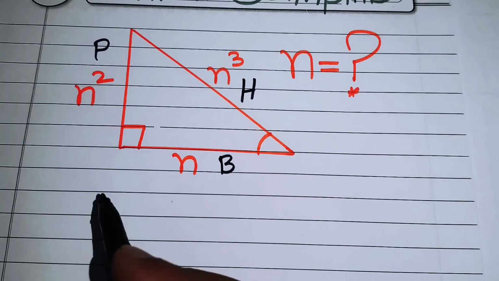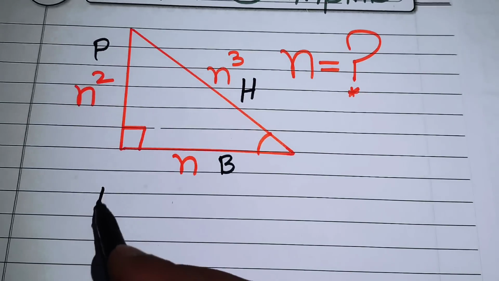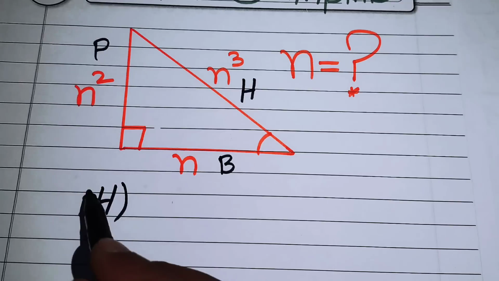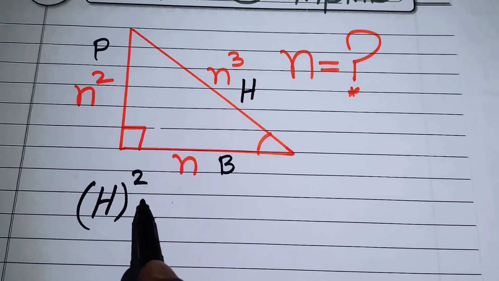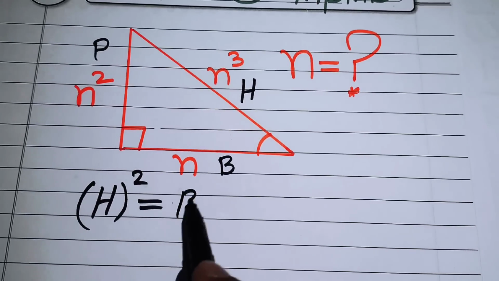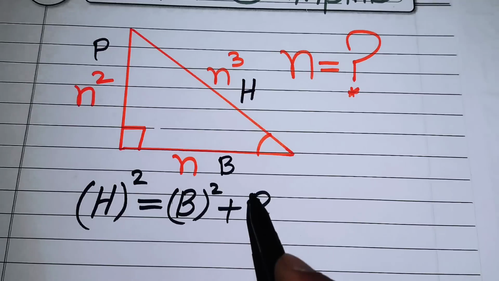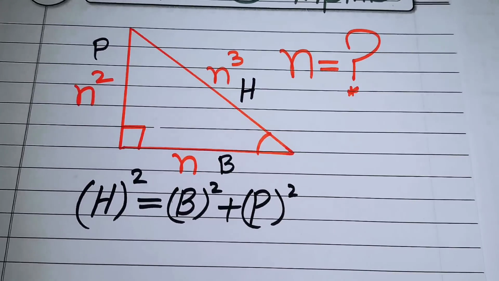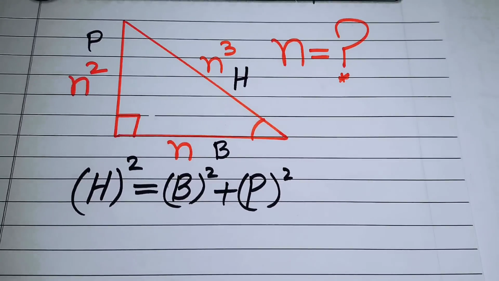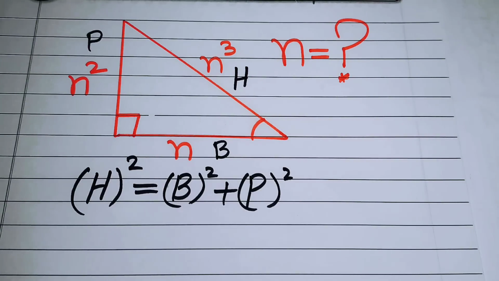And you know about the Pythagorean theorem, so it is written as hypotenuse squared equals base squared plus perpendicular squared. So this is our Pythagoras theorem, and now we can substitute the values of hypotenuse, base and perpendicular.